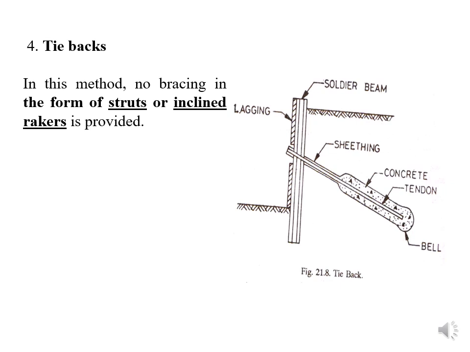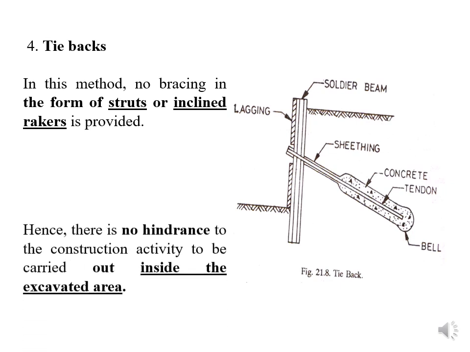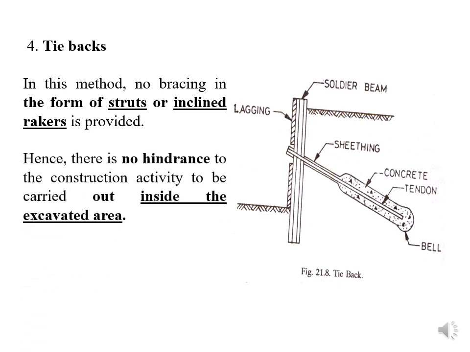Tendon means the rods, the steel we can say. We shall make it in the form of a bale, right? And then we shall fill the concrete so that the soldier beam will remain stable, and the lagging is also there. Hence, what benefit is there? There is no hindrance to the construction activity to be carried out inside the excavated area, because you are not going to use the strut or wells, right? So hindrance is not there inside the excavated area because the support is provided.